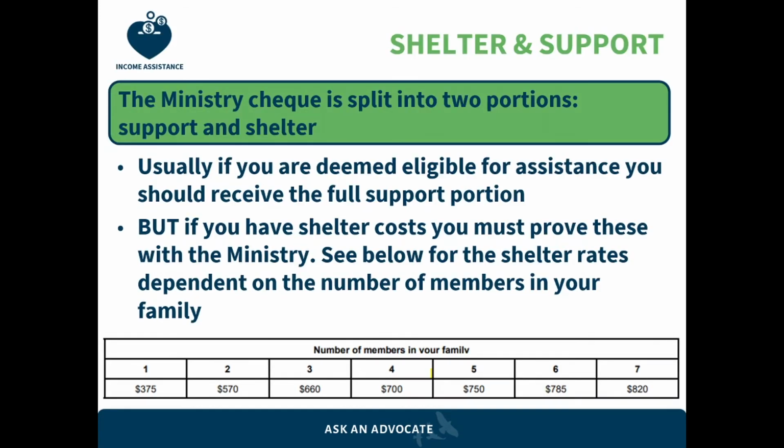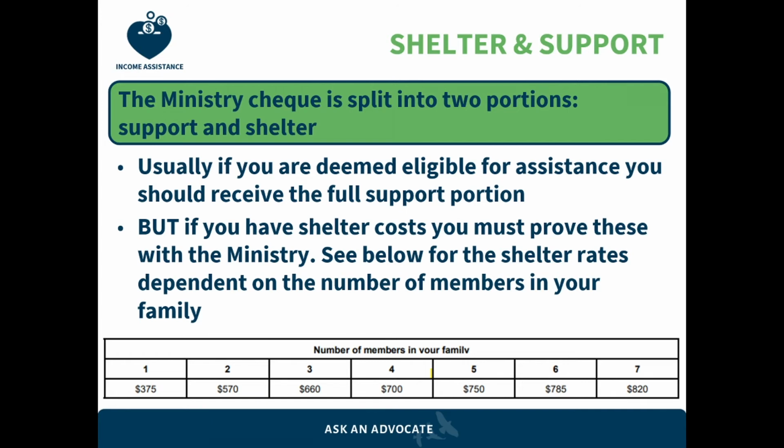The Ministry Assistance Check is split into two portions, support and shelter. Usually, when an applicant is deemed eligible for assistance, they should receive the full support portion. For the shelter portion, the applicant must have actual shelter costs and prove it to the ministry. For example, if the applicant is homeless and doesn't have any actual shelter costs, they may only be eligible for the support portion of their ministry check.